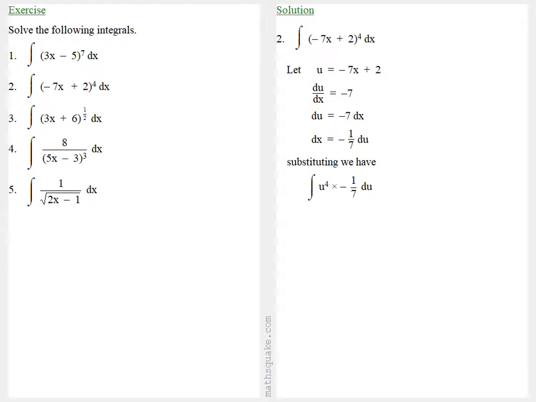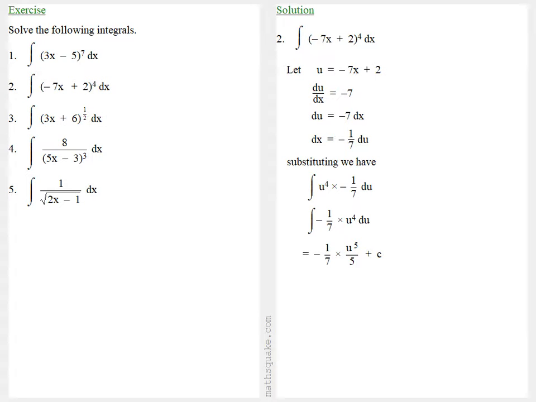Now, if we make the substitution, (-7x + 2)^4 becomes u^4, and the dx becomes -1/7 du. And so we have the integral of u^4 times -1/7 du, or the integral of -1/7 times u^4 du.